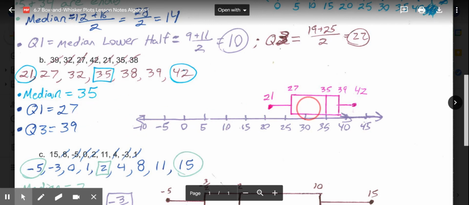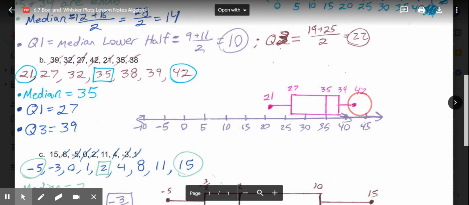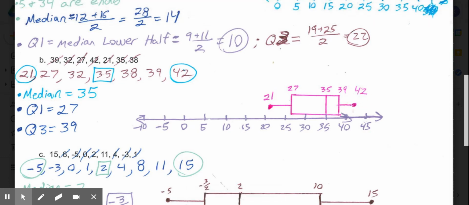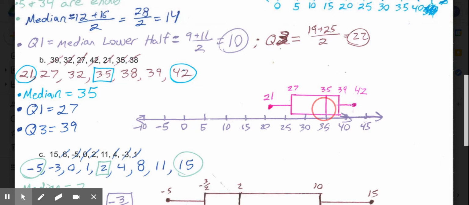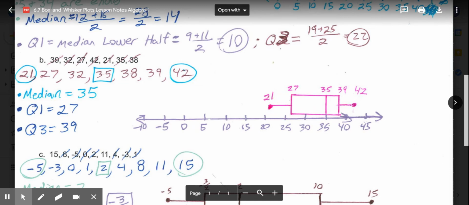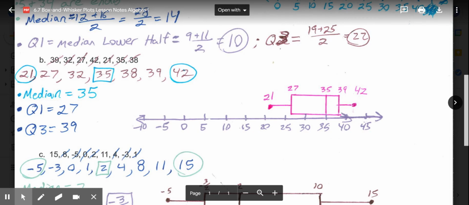So you want to draw your number line, and again, I went by 5s. Put your first whisker, a dot at 21, then a dot at 42. Then I drew my line segments, 35 for the median, 27 for Q1, 39 for Q3. Finish drawing in the box. Connect your dots to the box with the whiskers, and you have your box and whisker plot.